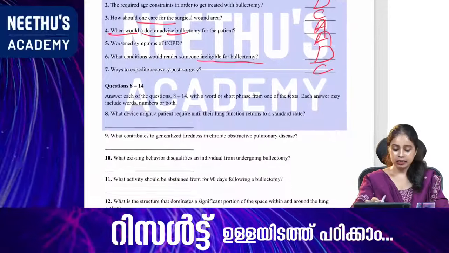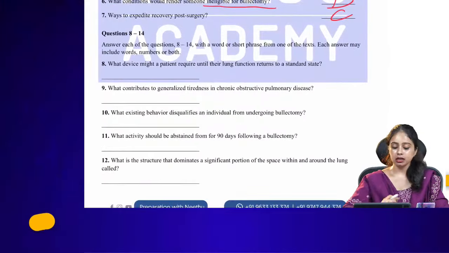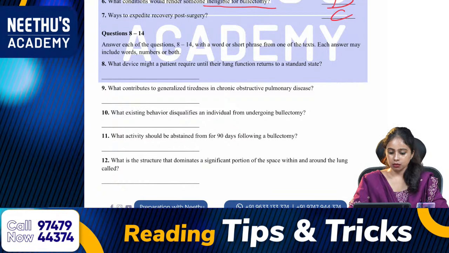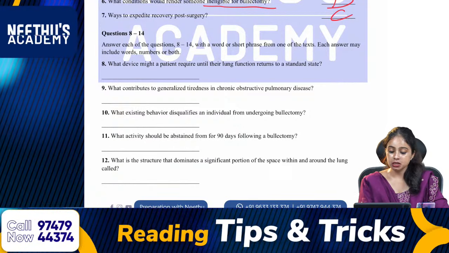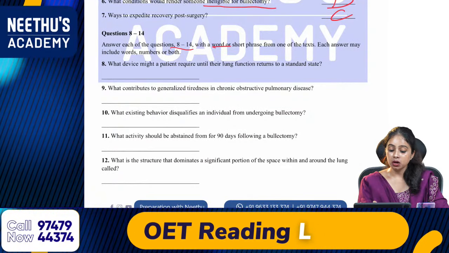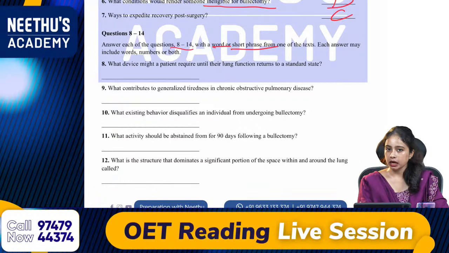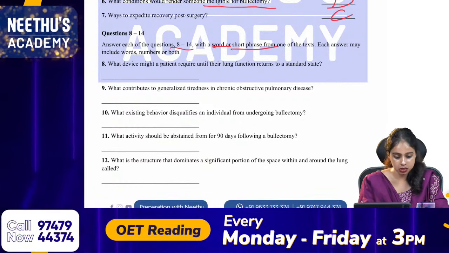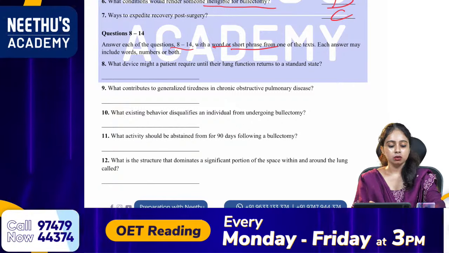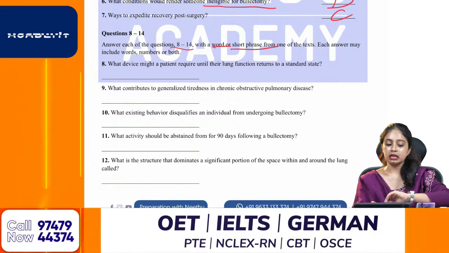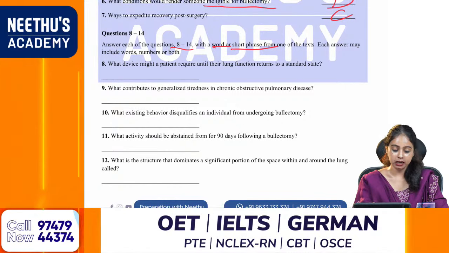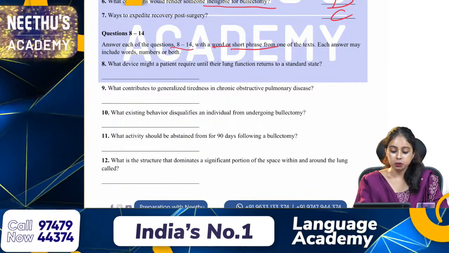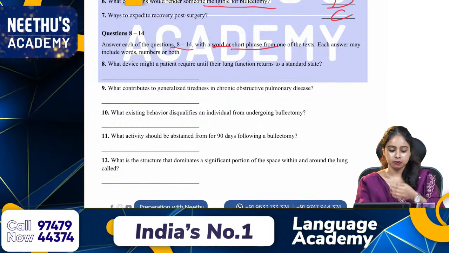Then we are moving to the next set of questions, 8 to 14, and as I already mentioned, these are all about question answer sessions. Answer each of the questions 8 to 14 with a word or a short phrase. Very clearly they have mentioned you can answer within a short phrase. So what is a short phrase? Can anyone tell? How many words will be there in the short phrase?